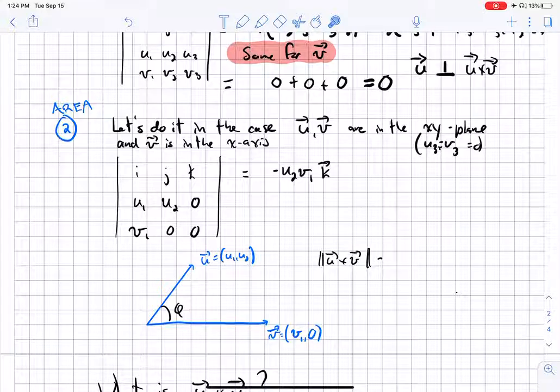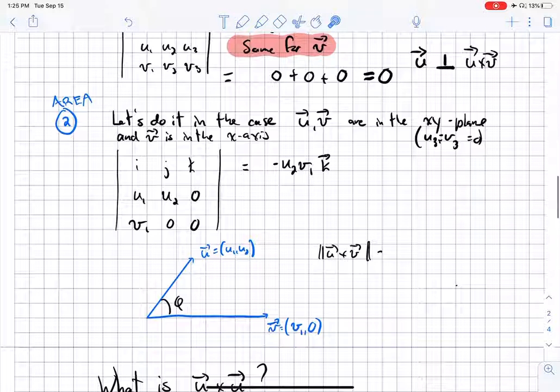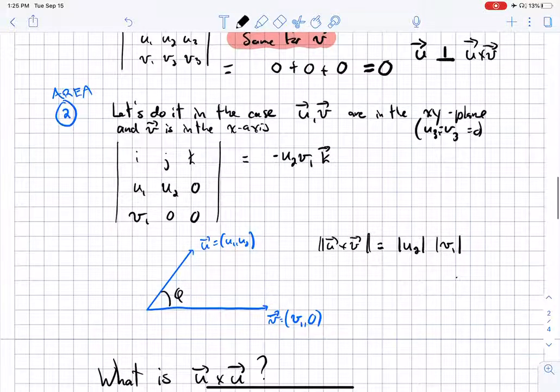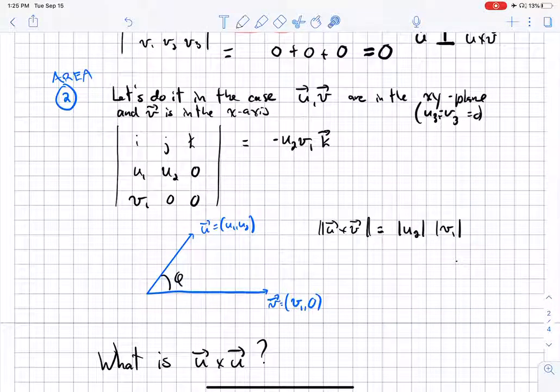Then V is simply on the x-axis, so I get (V1, 0, 0), and for U, I get (U1, U2) in the xy plane and 0 in the z direction. So if I do my cross product, I get minus U2 V1 in the direction of k, the z direction. Therefore, the norm of U cross V is simply the absolute value of U2 times the absolute value of V1, because those coordinates could be negative.